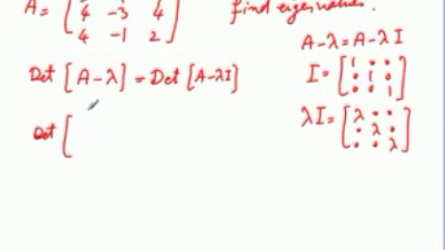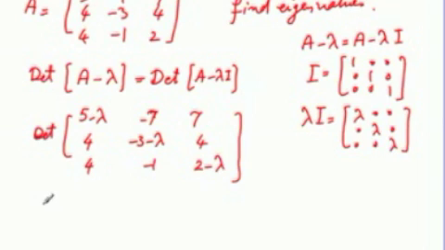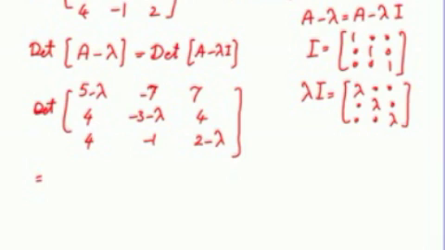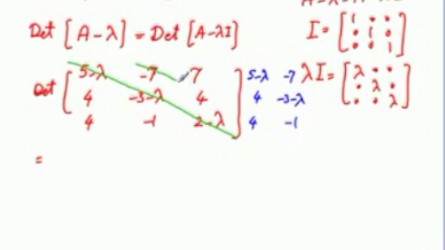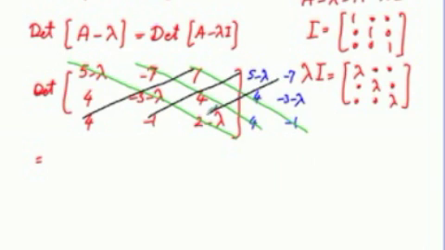So 5 minus lambda, let me open it up. This is -7, 7; 4, -3 minus lambda, 4; 4, -1, 2 minus lambda. So I subtracted this from that. Now hard life starts. You have to get the determinant of this thing, and well, what do we do? Let's copy it through so that my copy here is going to be first. So I am going to multiply these, multiply these, multiply those, and then come back up, go the other way.